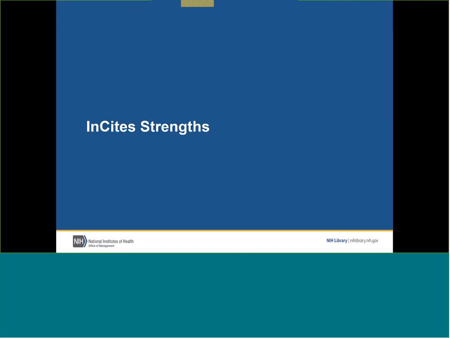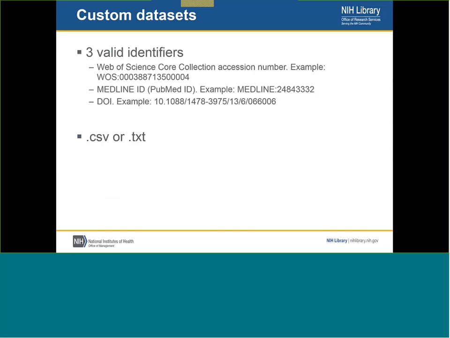Okay, so the strengths, I talked about that already. The custom datasets: there are 3 major identifiers that you can use when you want to create your own custom datasets. You can use the Web of Science Core Collection accession number. The example would be like this, WOS and then a number.